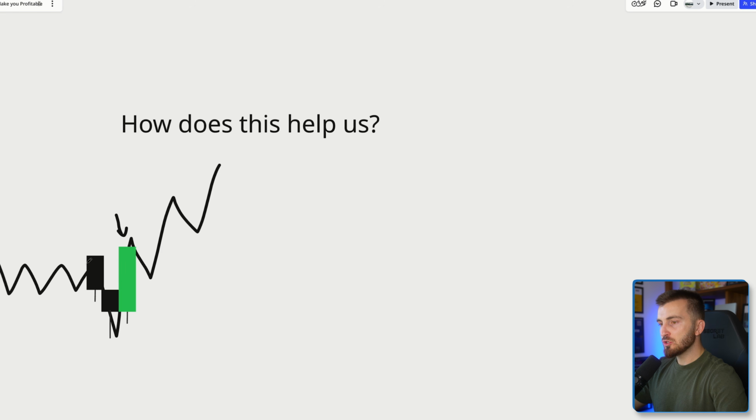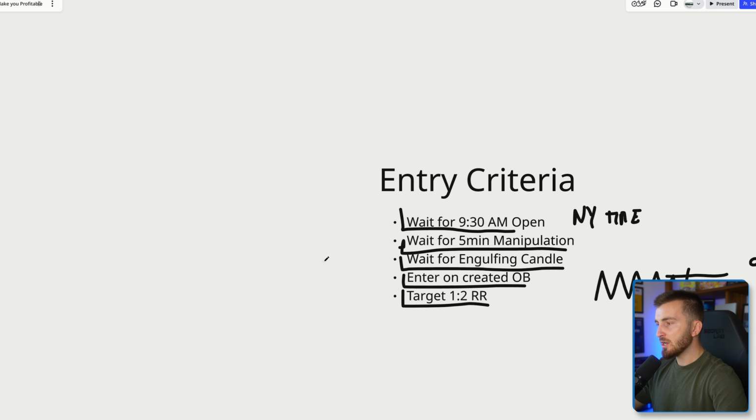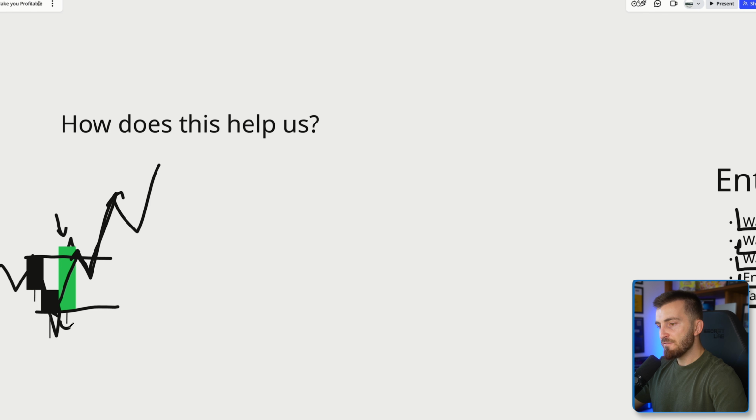The order block is going to be the block of orders that have been created on this move to the downside. So this move to the downside is going to be our newly created order block. And then we are going to be targeting 1 to 2R with a stop loss below the 5-minute engulfing candle. So let me go on the charts and show you exactly how we do it.